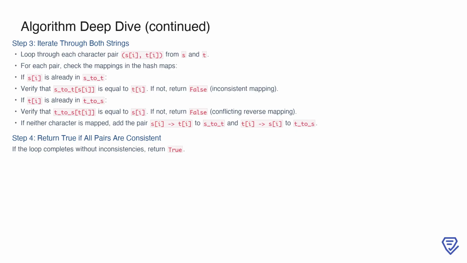If neither character is mapped yet, we simply add the pair to both hash maps, S[i] to T[i] in S_to_T and T[i] to S[i] in T_to_S. Once we've processed all character pairs without detecting inconsistencies, we can confidently return true, as the strings are isomorphic.